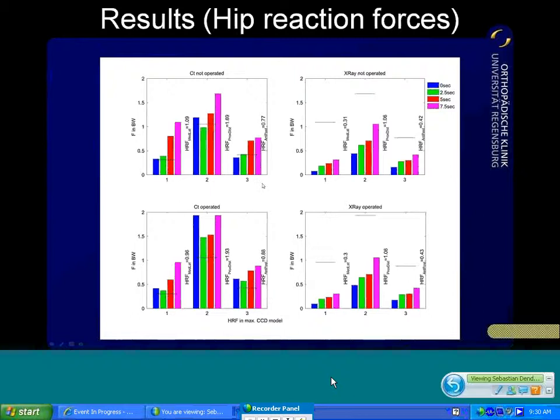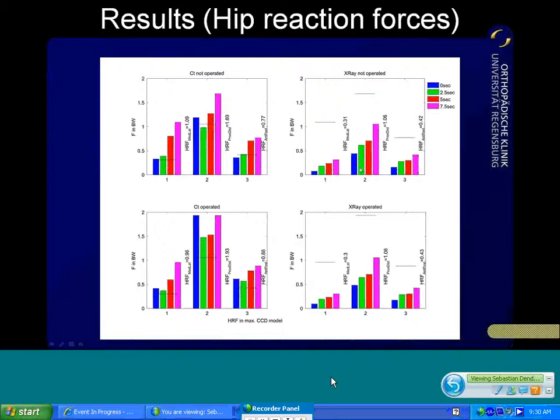So, what did we get out of this analysis? Here you can see the hip reaction forces from the maximum CCD model. We actually had a patient collective of a total of 16 patients, analyzed all CCD angles in the CT images, and picked the maximum values. On the left-hand side, you can see the hip reaction forces of the CT models, of the not operated side and of the operated side. On the right-hand side, you can see the hip reaction forces of the X-ray models, again on the not operated side and the operated side.